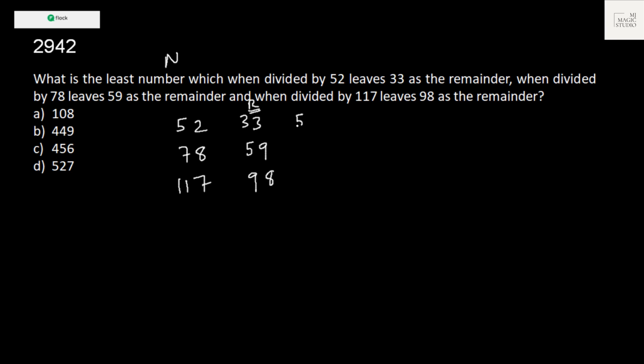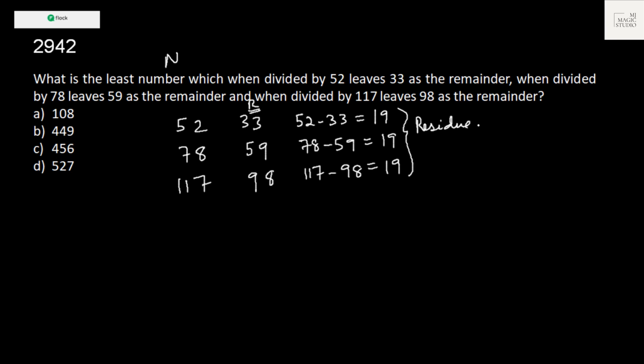But if I try to find 52 minus 33, that is 19. 78 minus 59 is 19, and 117 minus 98 is also 19. In this case, we can see that residue is same. Residue is divisor minus remainder, that is residue is same. Fine, the process is simple.